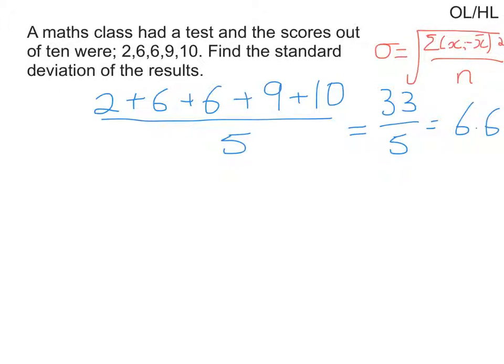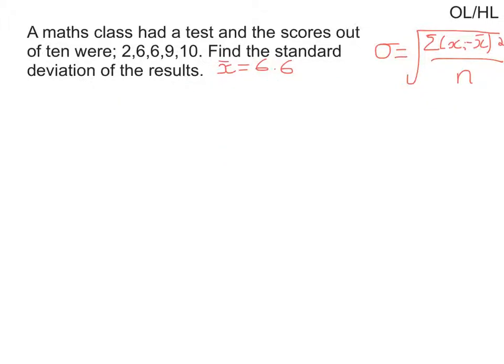For further detail on how to get the mean of a group of numbers, please see the video entitled Mean. So now we know our mean, x bar, is equal to 6.6. The best way of working through our standard deviation formula is working from the inside of our brackets and then continuing out. So to start with, we're going to list our x values. In this case, our x values are 2, 6, 6, 9, and 10.